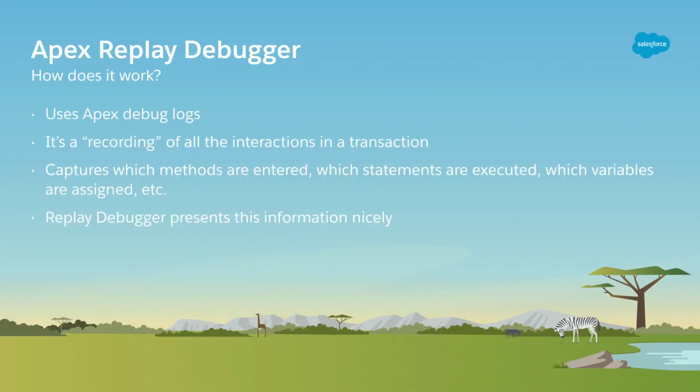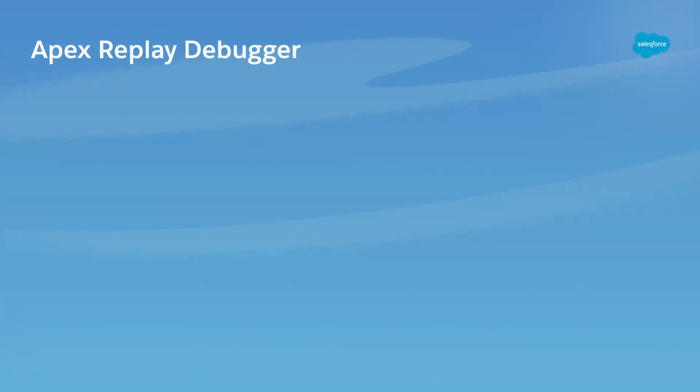It uses the Apex debug logs that you're already familiar with. It's a recording of all the interactions in a transaction. It captures which methods are entered, which statements are executed, and which variables are actually assigned to. So the Replay Debugger does this and presents this information nicely. So over the next few slides, I'll just codify this a bit more and show you how it works behind the scenes.